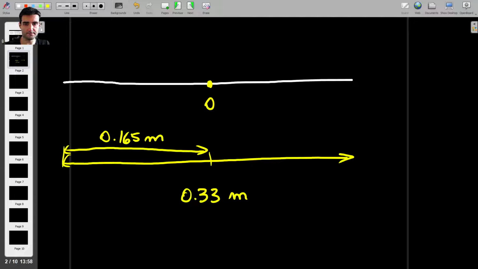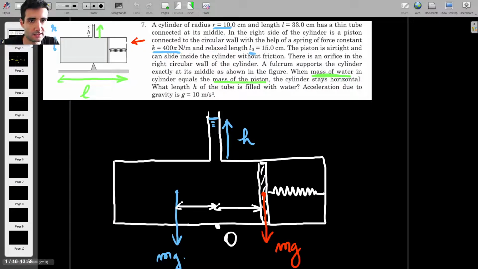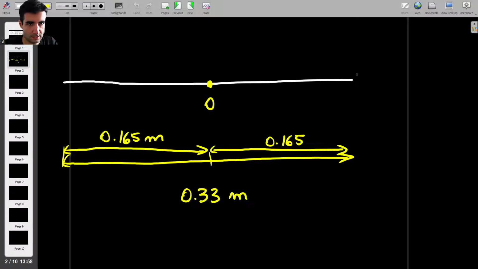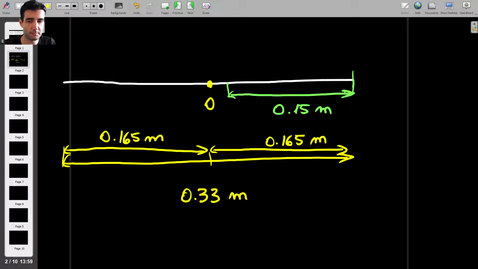Okay, so in addition to that, let me actually draw this side as well. So this half is also 0.165. Now the piston has a relaxed length of 15 centimeters, which means that the distance from here to maybe somewhere around here marks the relaxed spring length. So that's 0.15 meters. That's where the spring would be if there's no water in the cylinder.